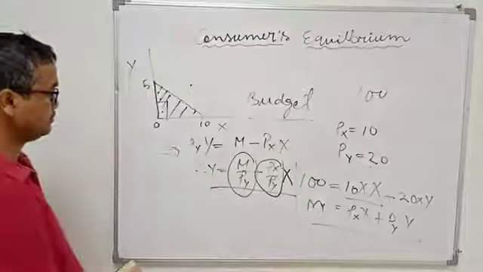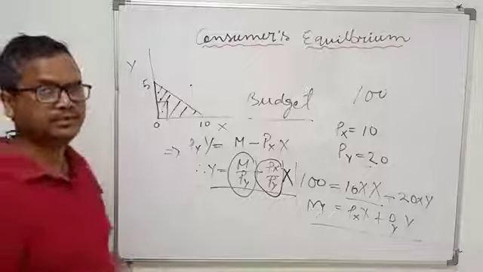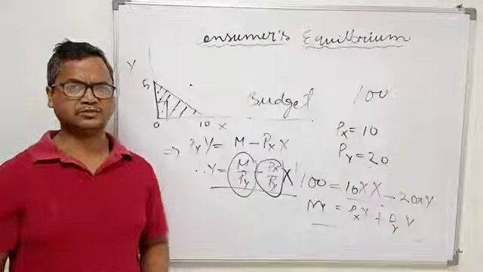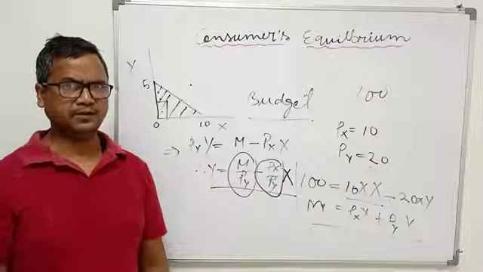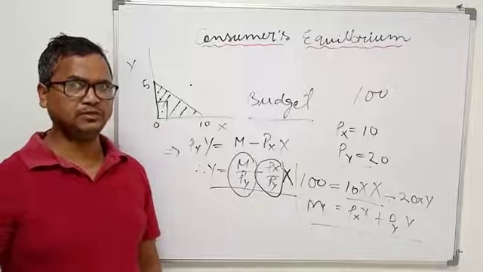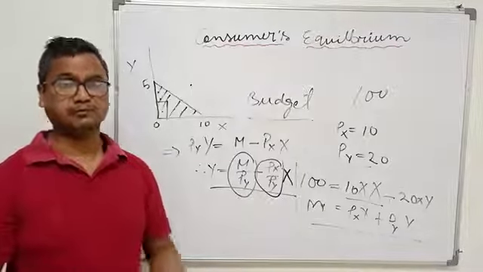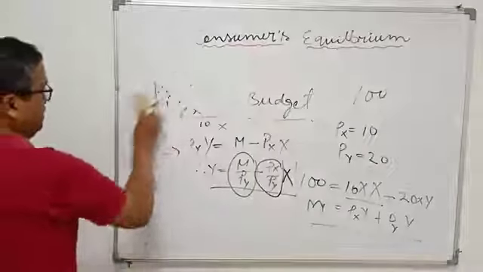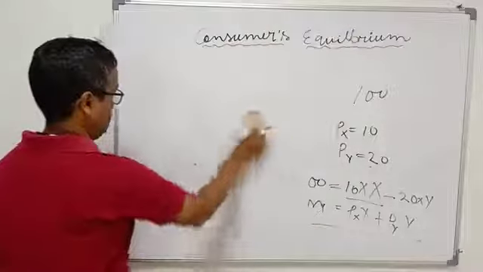So now we are in a position to explain the consumer's equilibrium. Suppose you have a given amount of money and your target is to maximize your satisfaction. How do you achieve that? In which combination will you get the maximum satisfaction, considering your budget constraint? Okay, let me draw that.